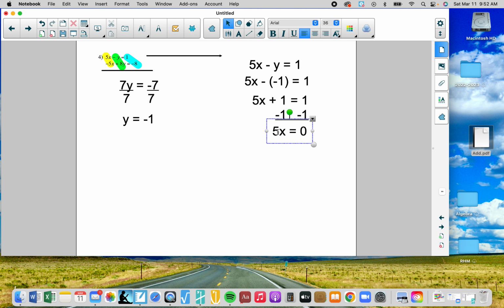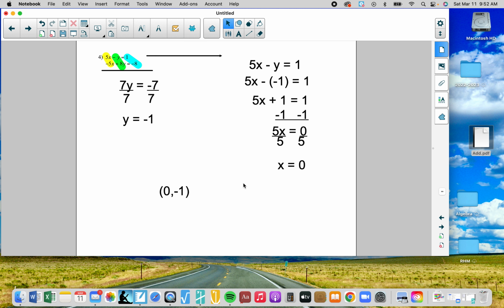We're going to divide both sides by 5, and we get x equals 0. 0 divided by 5 is 0. If I eat 0 slices of 5 possible slices, I've eaten 0 slices. So my solution, x comma y, would be 0 comma -1. All right, this should hopefully help you.